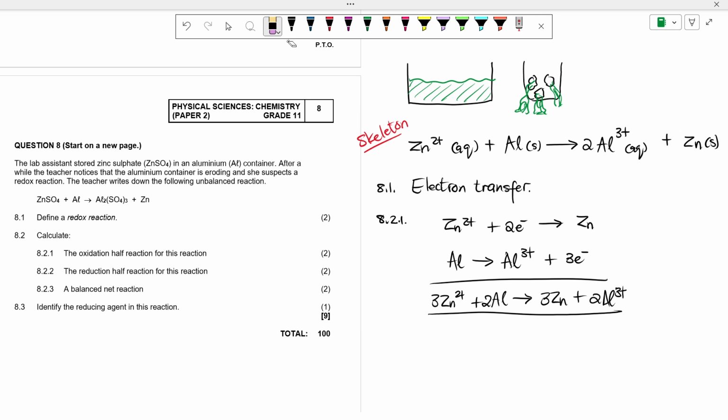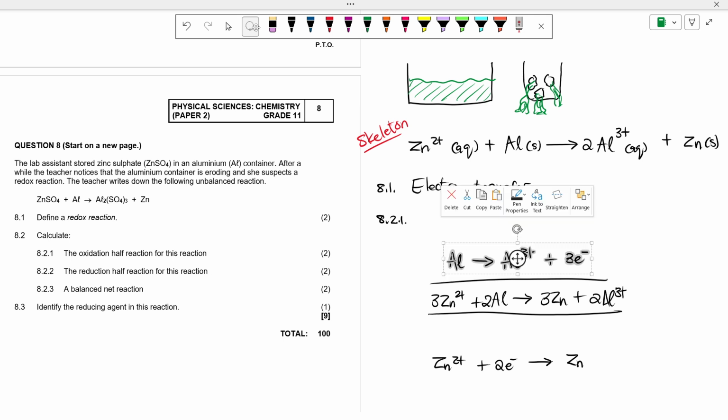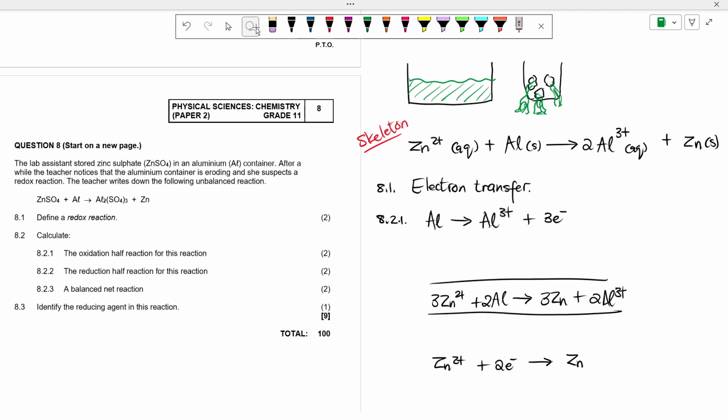For oxidation, we have aluminum. So take that away and put aluminum up. That's the loss of electrons. For 8.2.2, they want the reduction half reaction. So this is the one of gaining electrons. Put that there. 8.2.3, they want the net. And that's what we just did there.